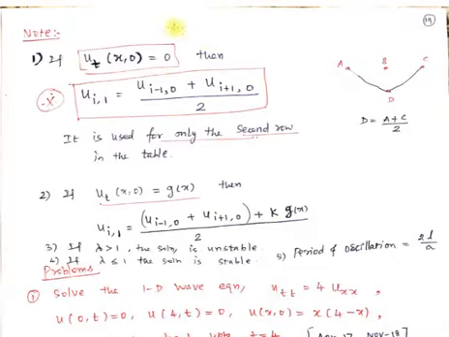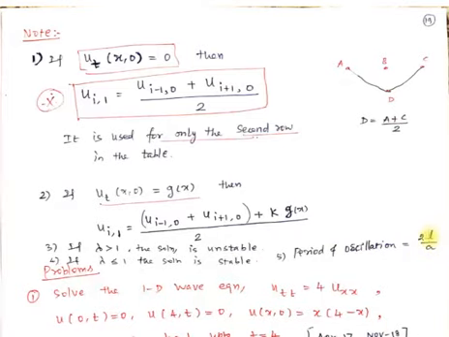This is only asked in the university questions. Now, if lambda is greater than 1, the solution is unstable. If lambda is less than or equal to 1, the solution is stable. The period of oscillation is 2L by a.